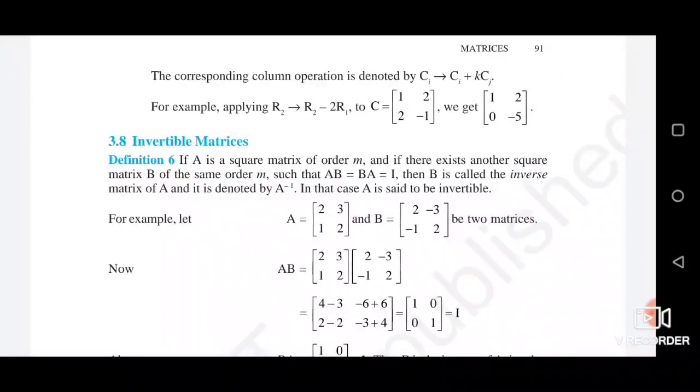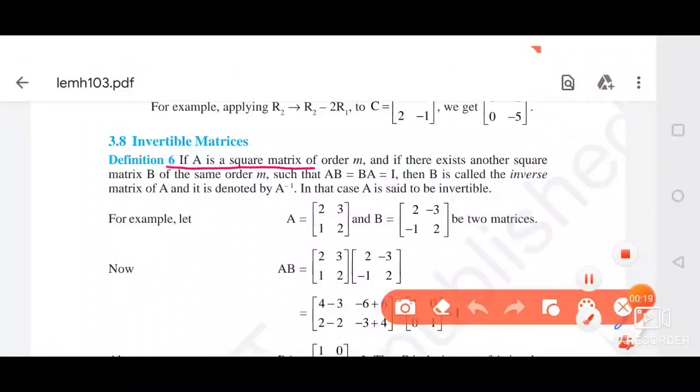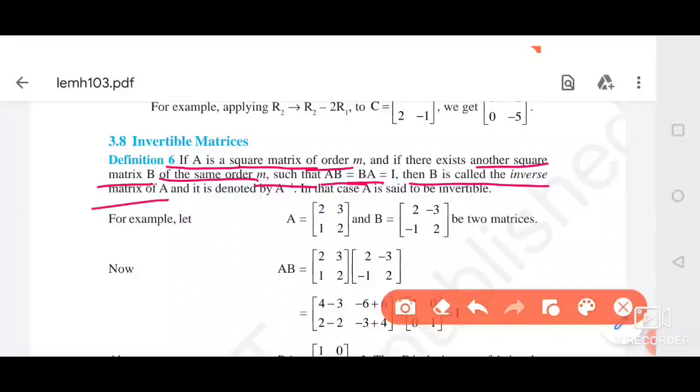What is an invertible matrix? So definition 6 is given. If A is a square matrix, A should be a square matrix of order m, and if there exists another square matrix B of same order m such that AB is equal to BA is equal to I, meaning identity matrix, then B is called inverse of matrix A and it is denoted by A inverse.